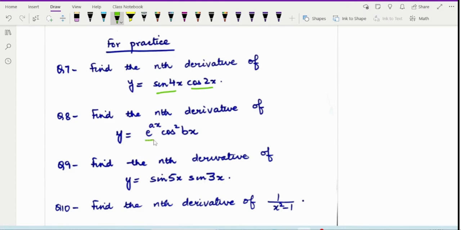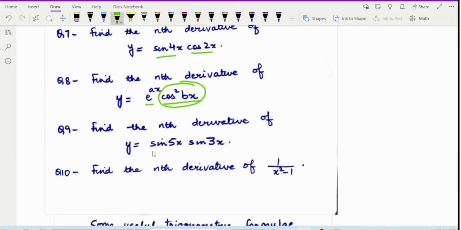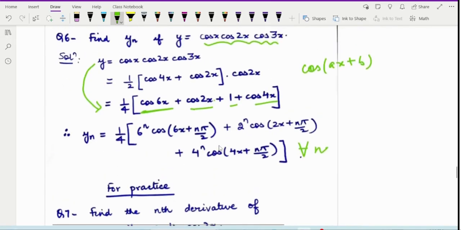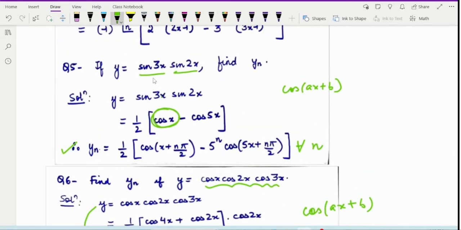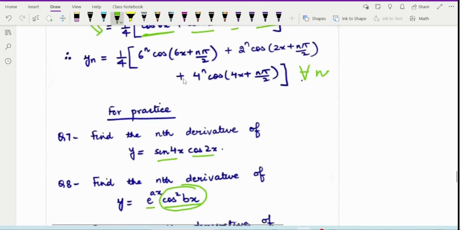Now look at this, exponential into cos square. We know exponential into cos bx, but we do not know cos square. So please use the double angle formula to convert it into something involving cos 2x, and then handle this question. Similarly, you have this product of 2 sines, a very similar question we have done above. So it's very similar to this exercise.